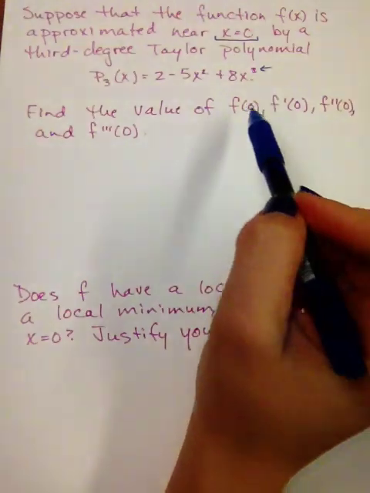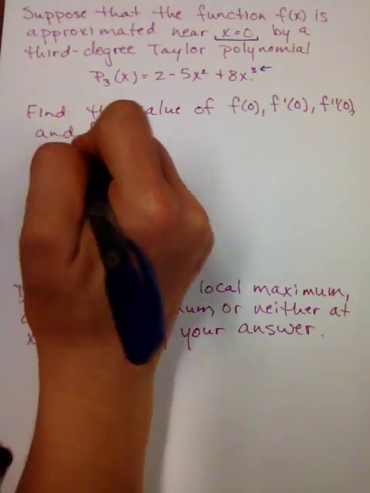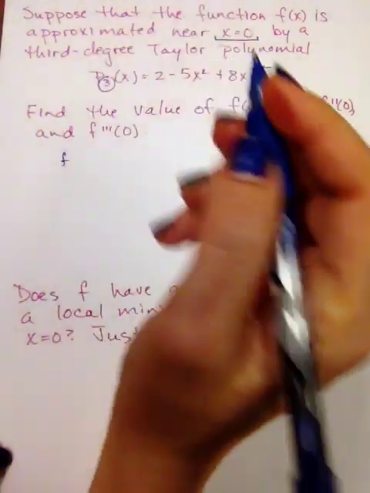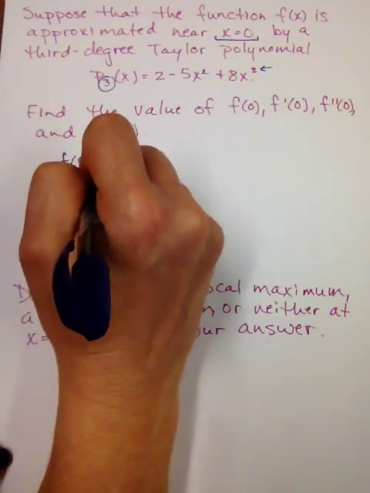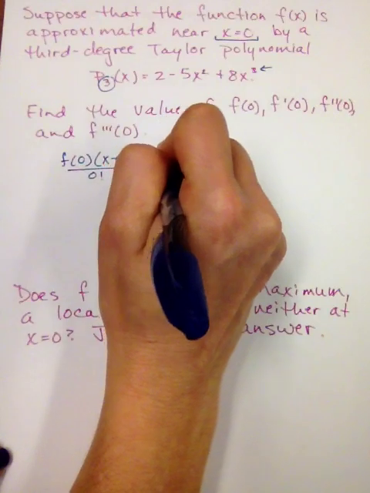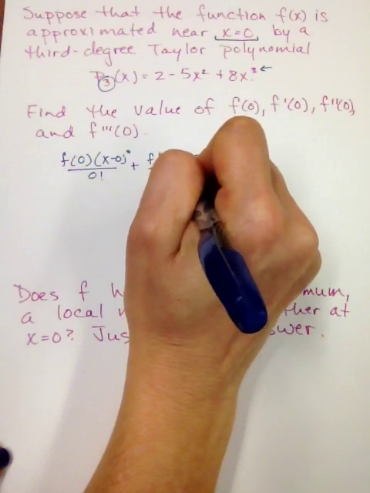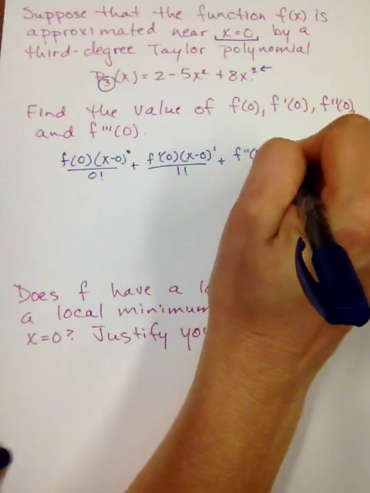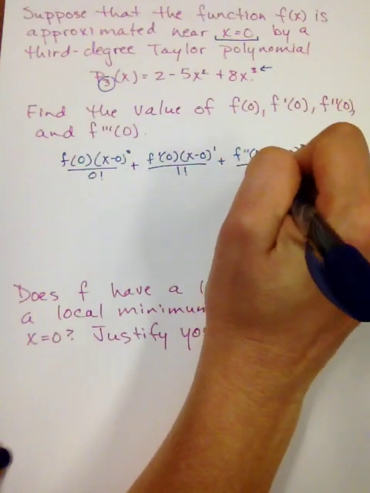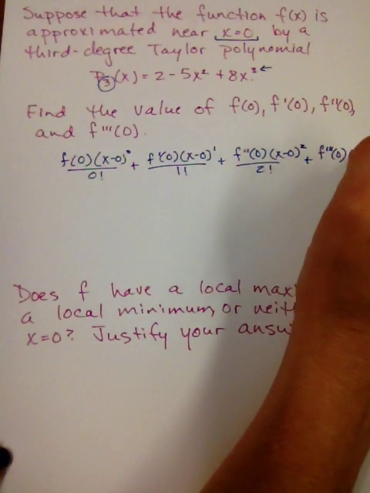Now this is f of 0, so this is like Maclaurin, but the pattern for my third degree polynomial will be f of 0 times (x minus 0) to the 0th over 0 factorial, plus f prime of 0 times (x minus 0) to the first over 1 factorial, plus f double prime of 0 times (x minus 0) squared over 2 factorial, plus the third derivative at 0 times (x minus 0) cubed over 3 factorial.